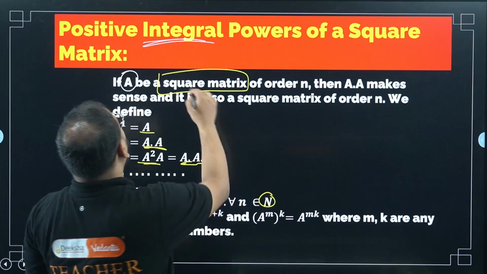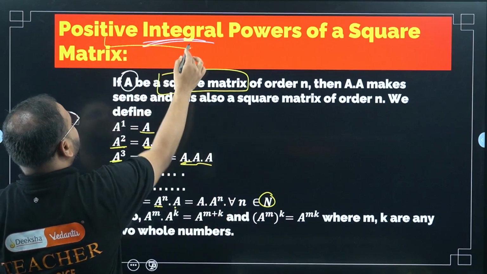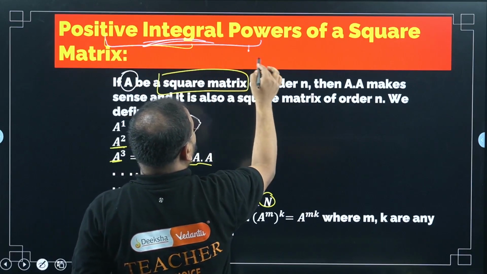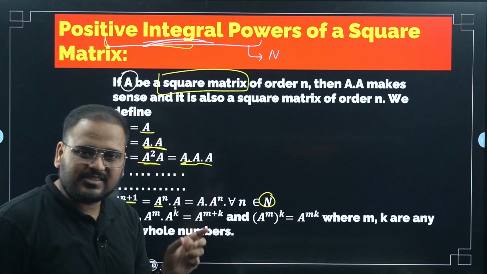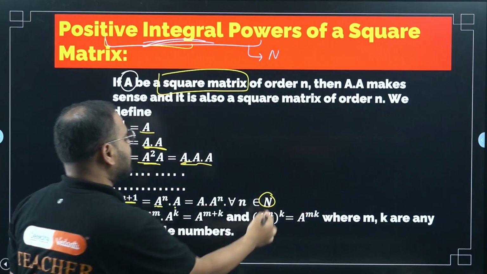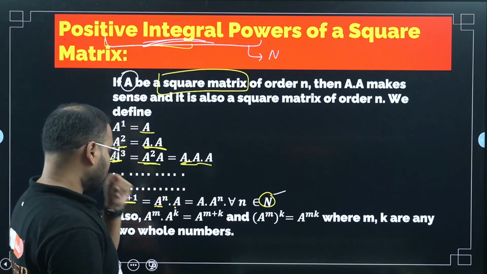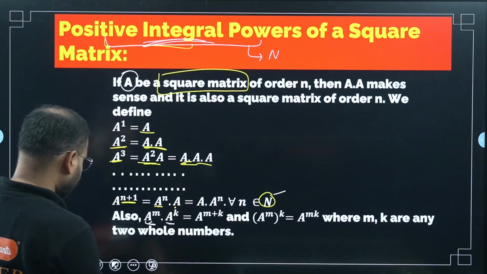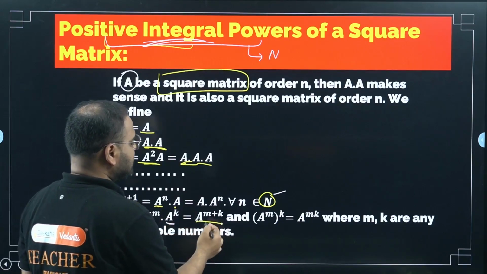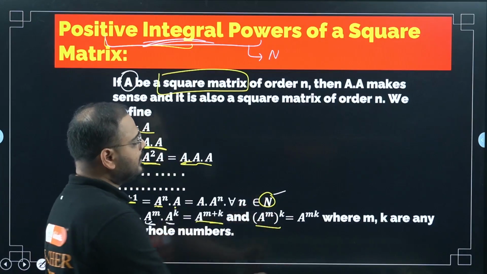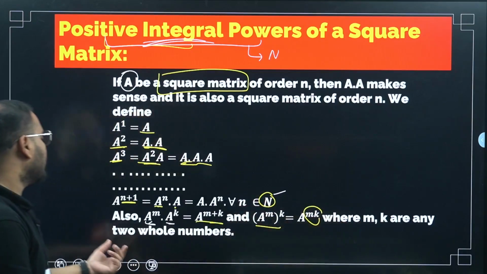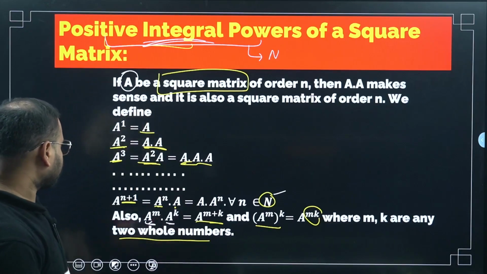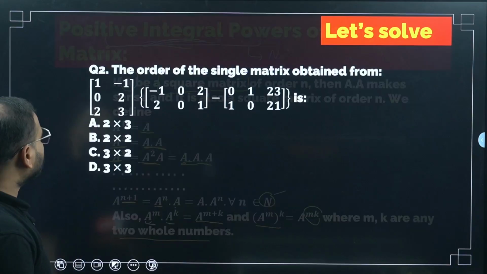Why natural number, sir? Look here, positive integral power. What does it mean? Integers which are positive, natural numbers. So only if it is a natural number are the rules of exponents applicable. So A power m and A power k, A power m into A power k becomes A power m plus k. A power m into k, the powers are multiplied, where m, k are any two whole numbers. Okay, alright, this is clear. Very simple. We'll use it in questions, then you'll see.